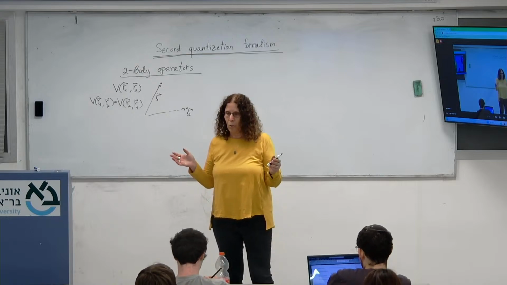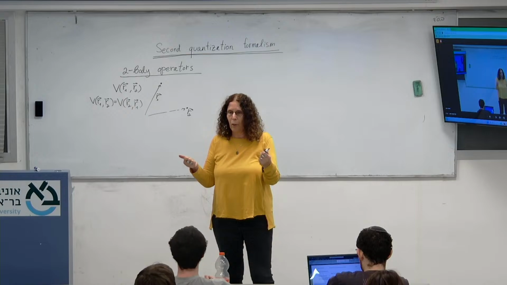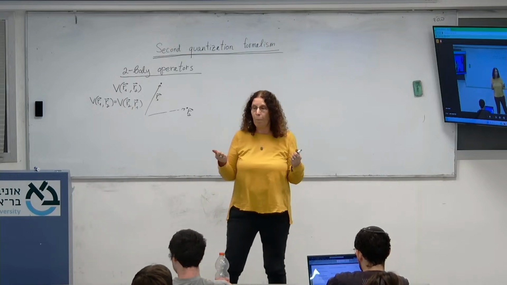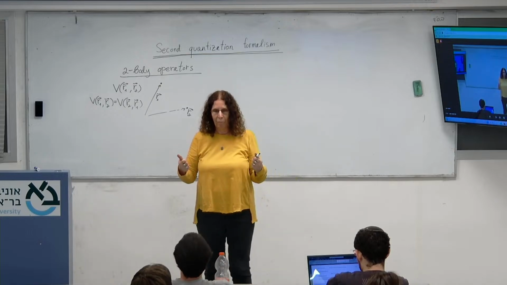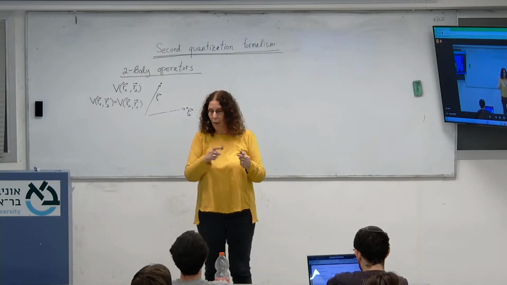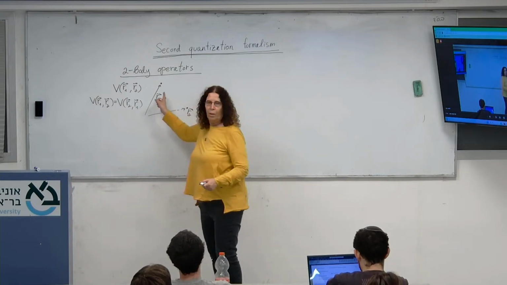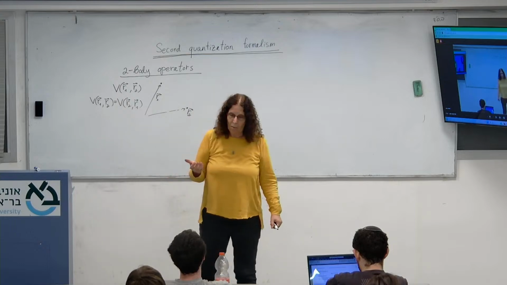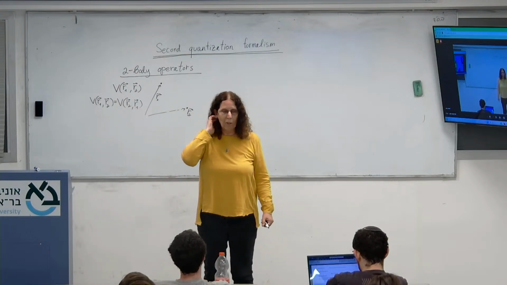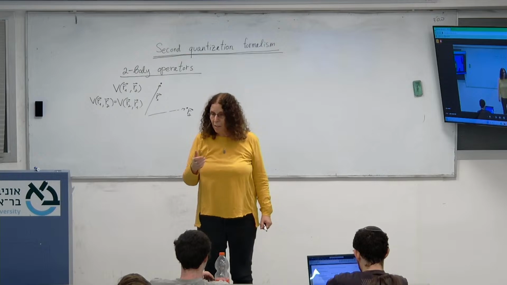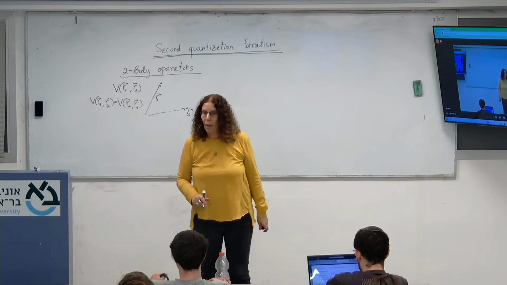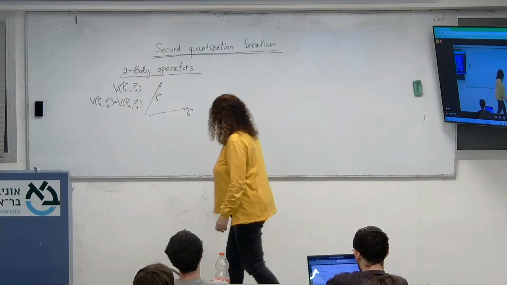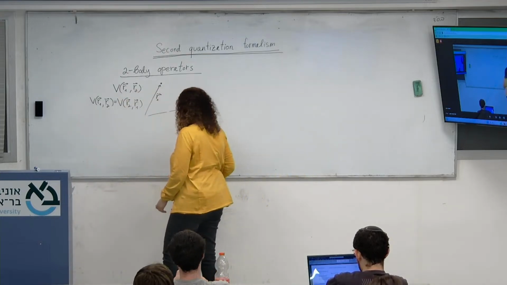It's not always true, because, for example, the electric interaction between two dipoles depends also on the direction of the relative coordinate. But the Coulomb interaction between point charges depends only on the distance and so on. But let's just leave it like this for the general case.